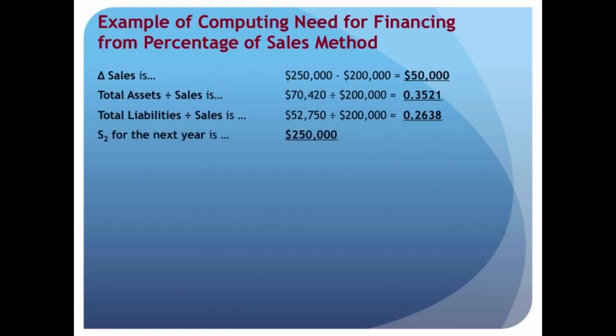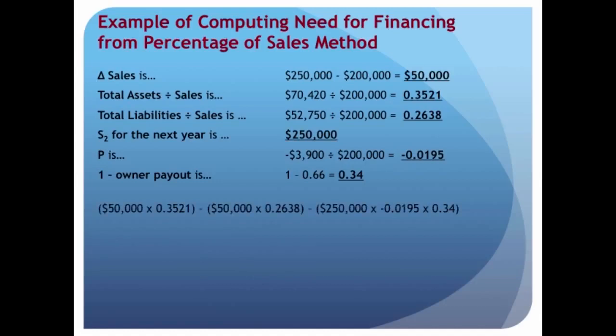S sub 2 for the projected sales of the following year is $250,000. P is the historical net profit margin from the income statement and is negative 0.0195. 1 minus the owner payout assumes that the owners take out 66% of the business as personal income. And 1 minus the owner payout in this case is 0.34.